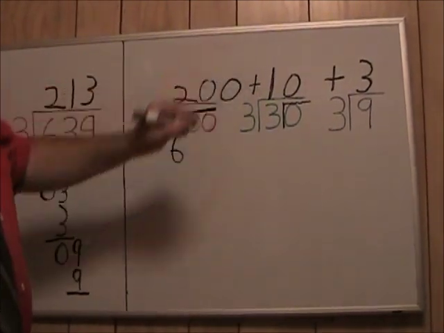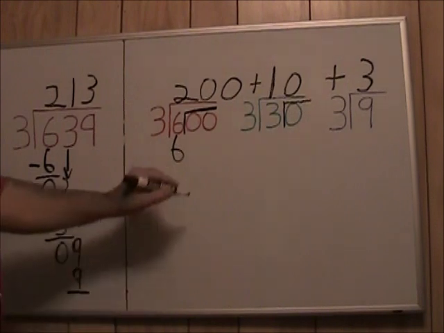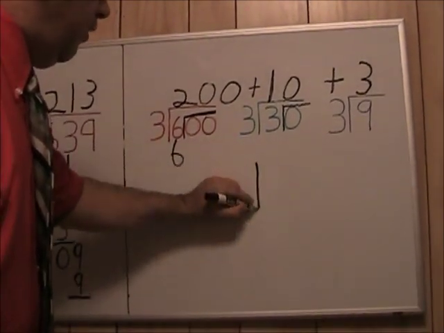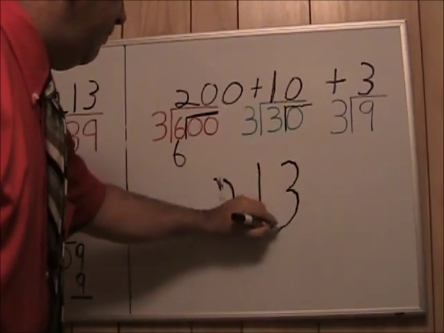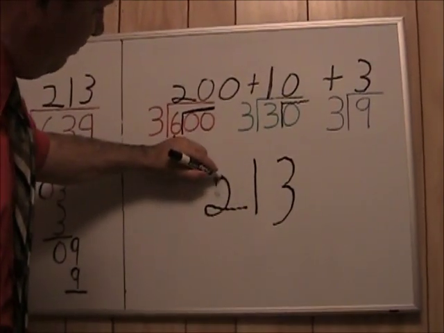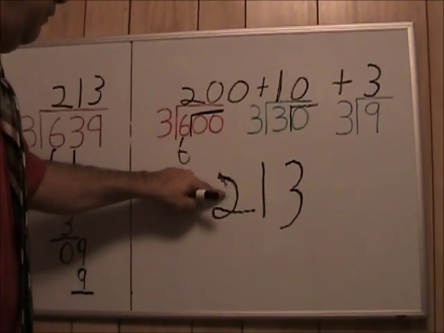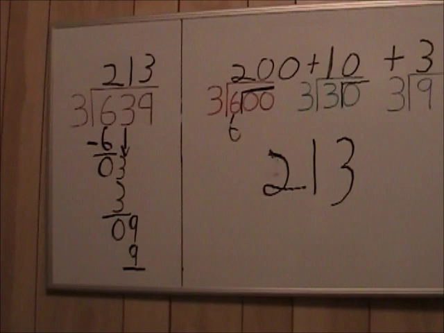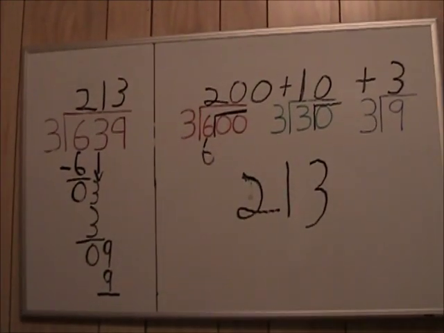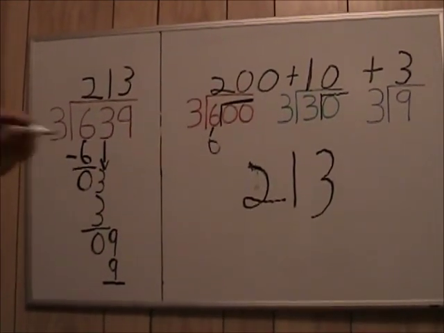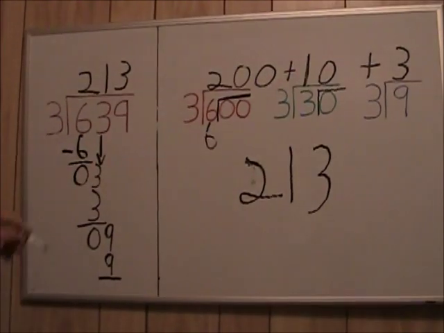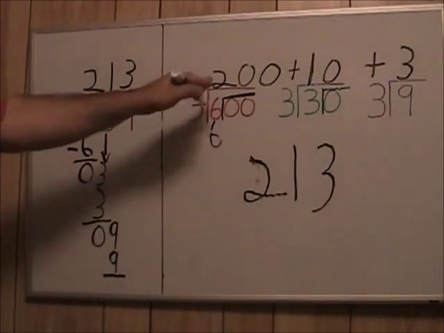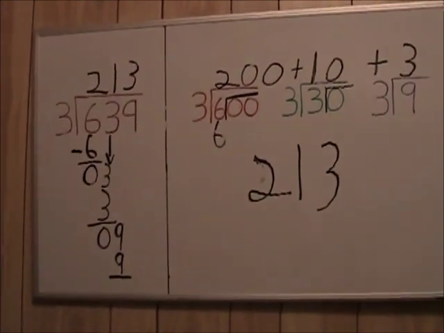And now all you have to do, boys and girls, is add all 3 numbers. 200 plus 10 is 210, plus 3 more is 213. So it comes out 213, 213. They match. So sometimes you might find that, especially with a problem with zeros in it, it helps to break down the 639 into each part. So thank you very much.